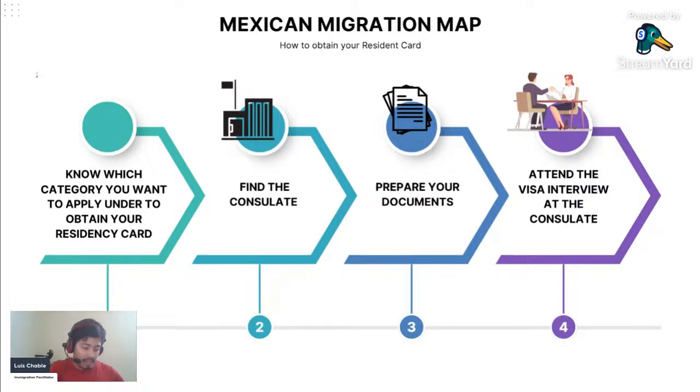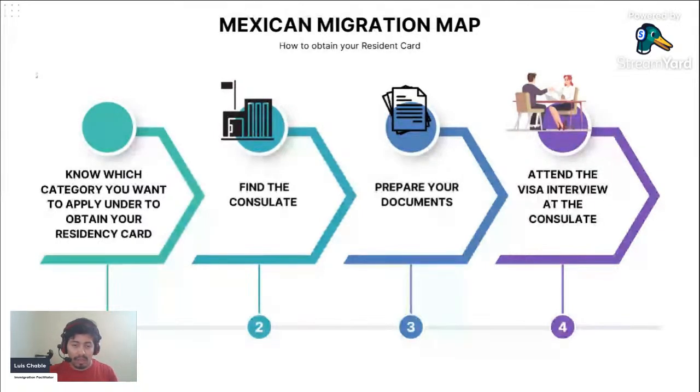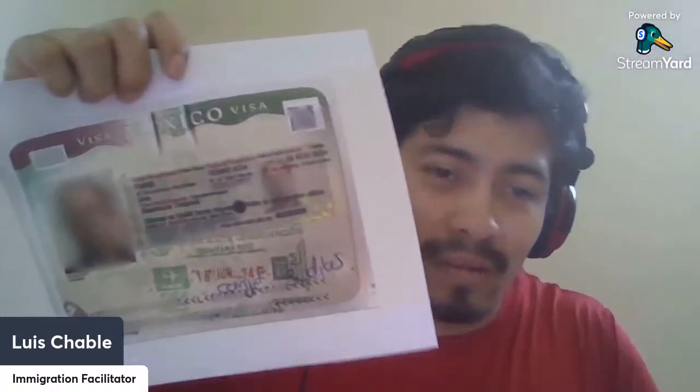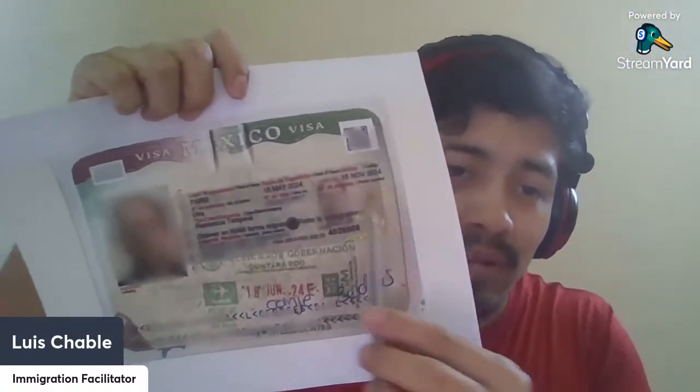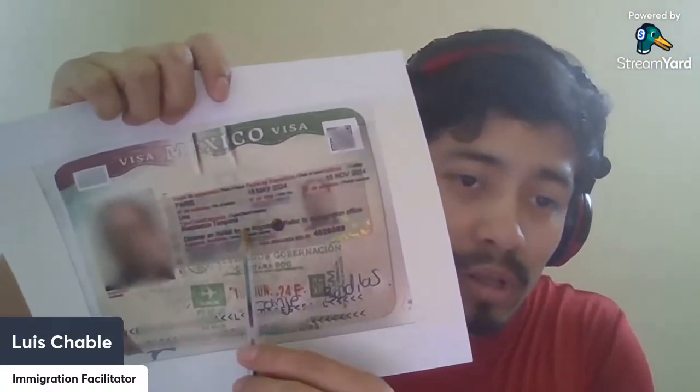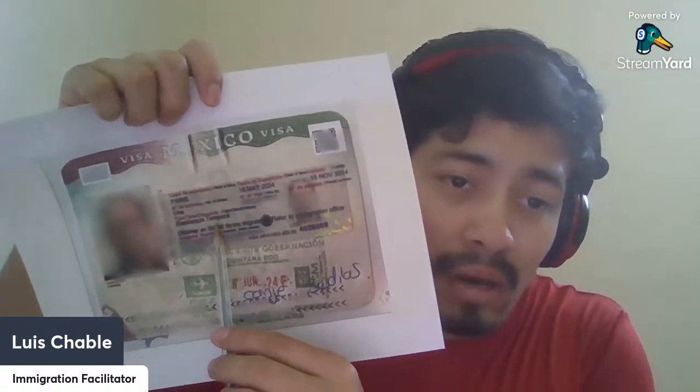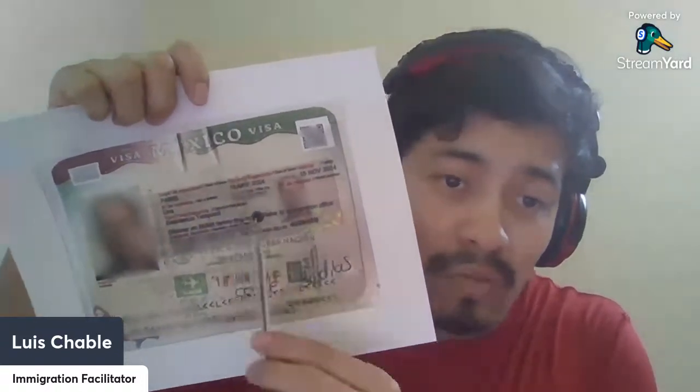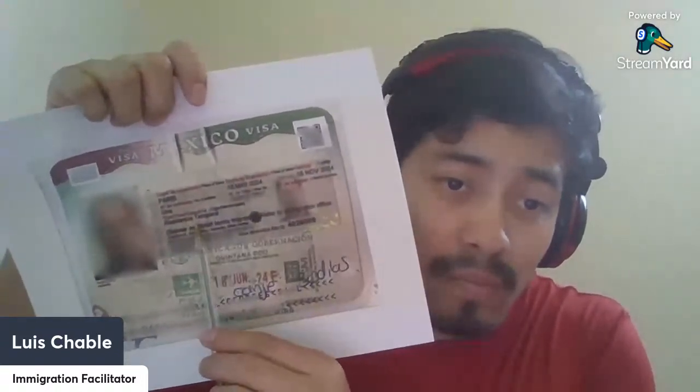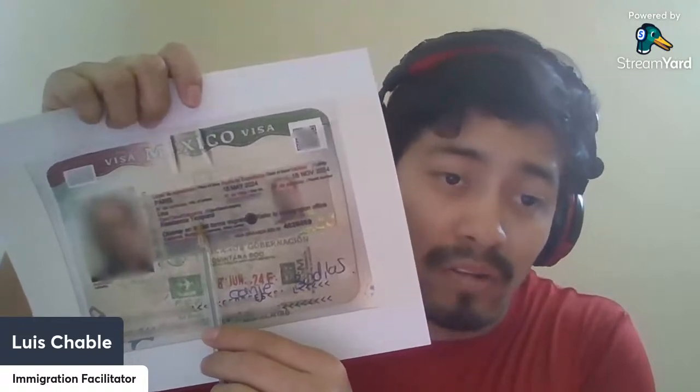I'm going to show my screen. Give me a second. For example, this is an image of a Mexican visa. At this point, it says the objective. This visa is to get temporary residency.